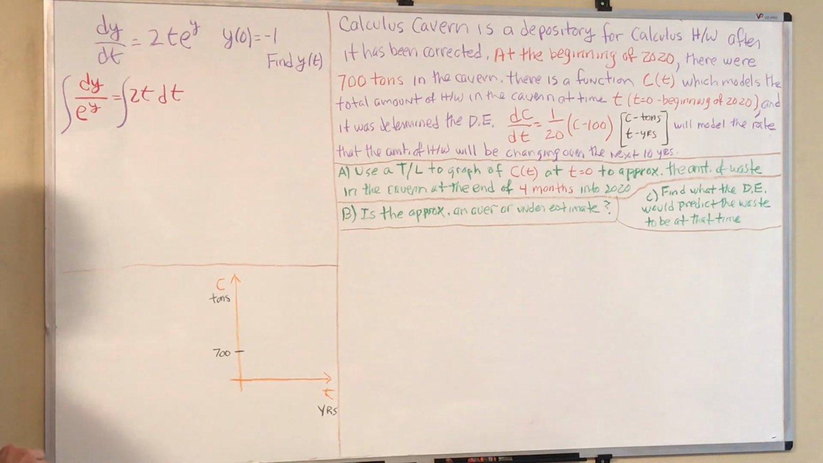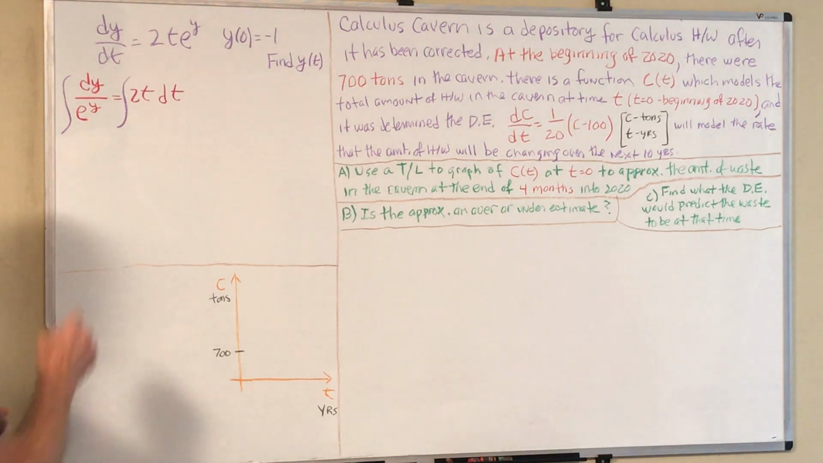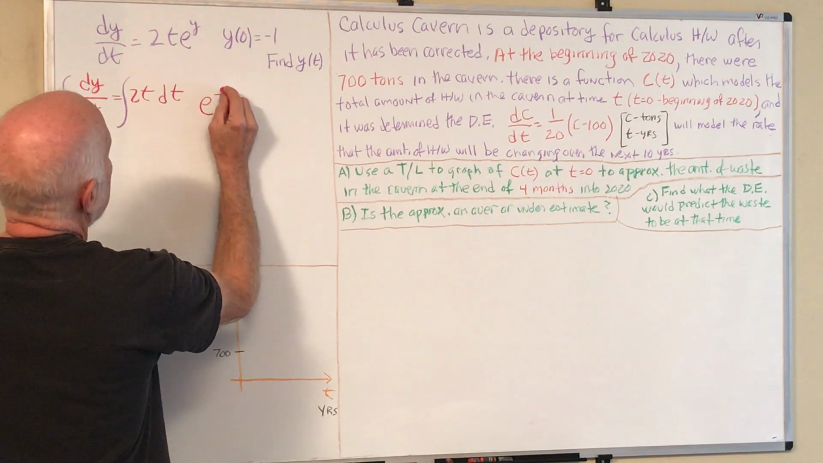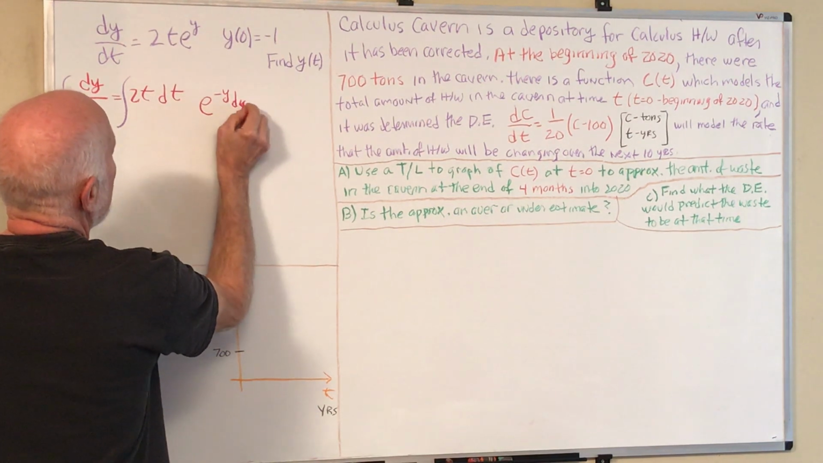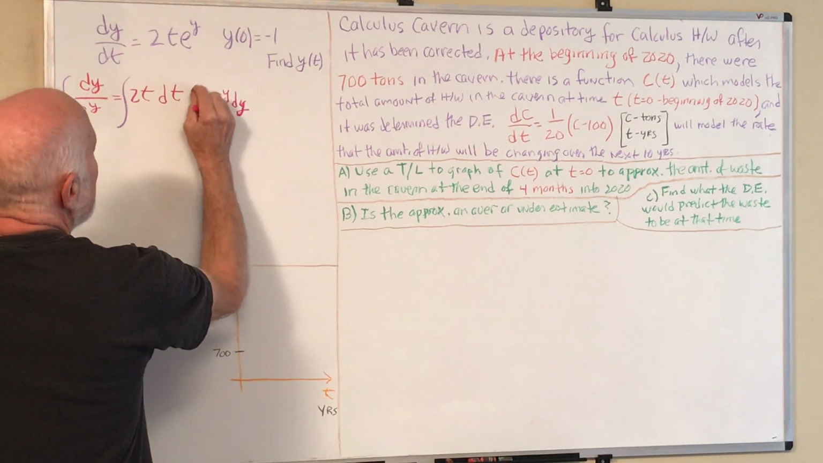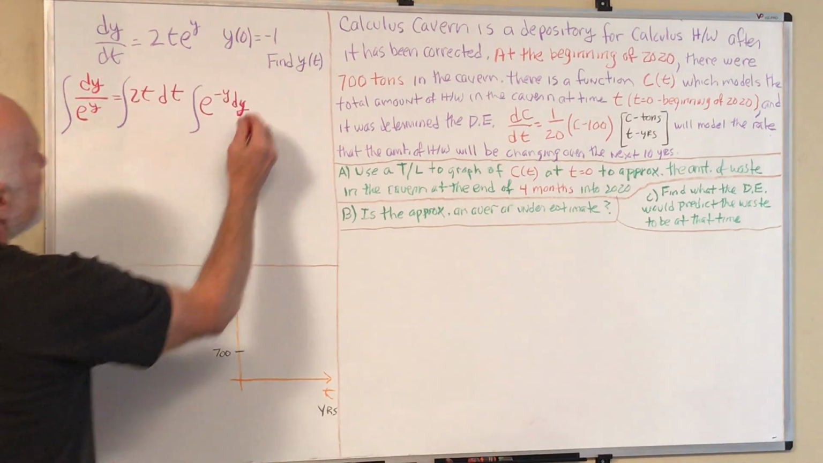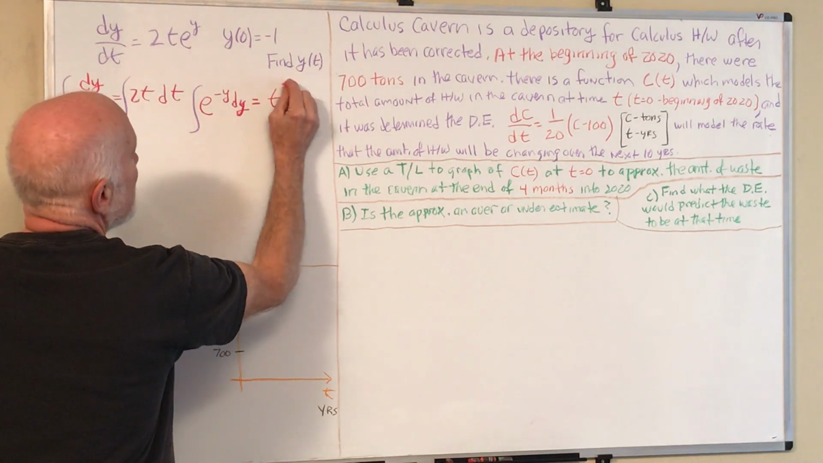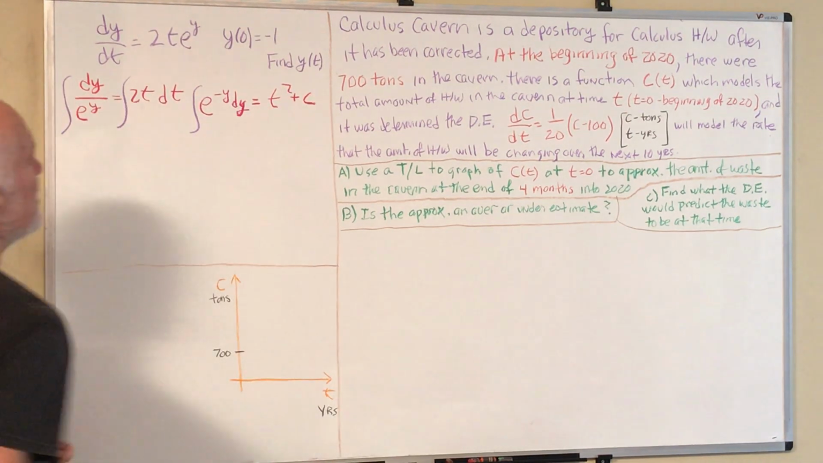Now I take the antiderivatives. Now on this side, you probably are going to want to switch that to e to the negative y dy. The other side, no problem. T squared plus c would be your antiderivative.